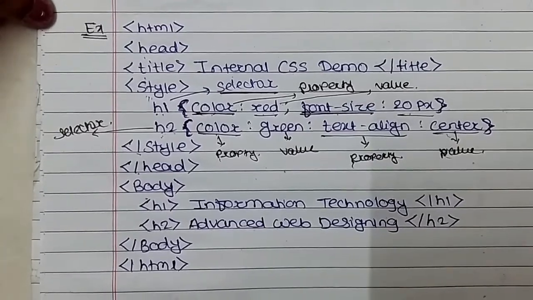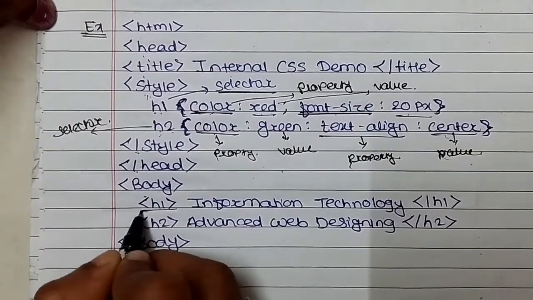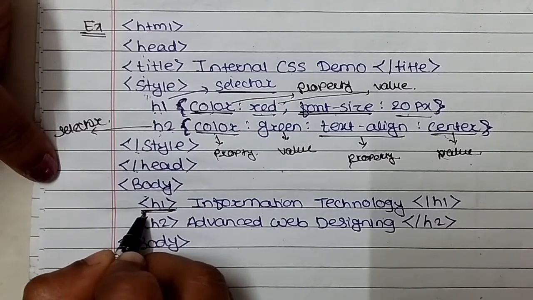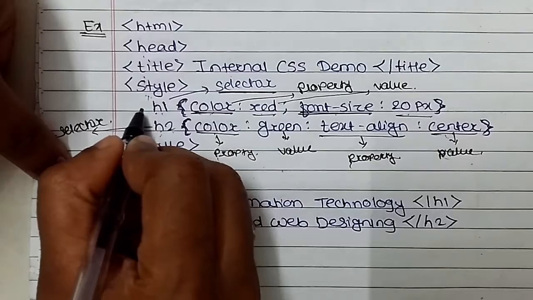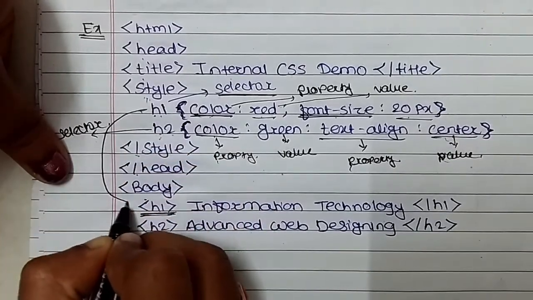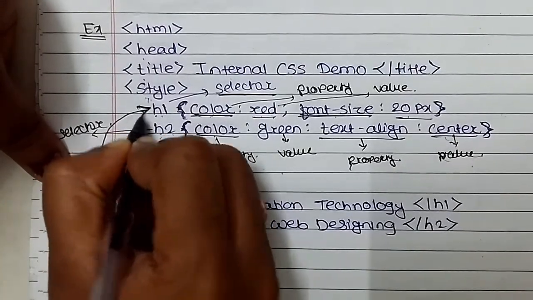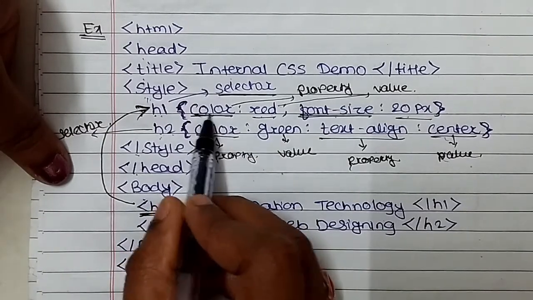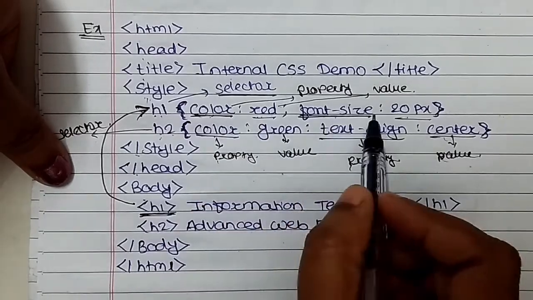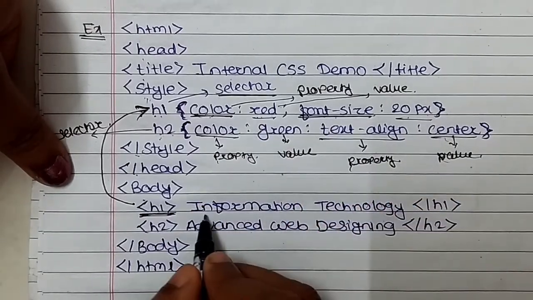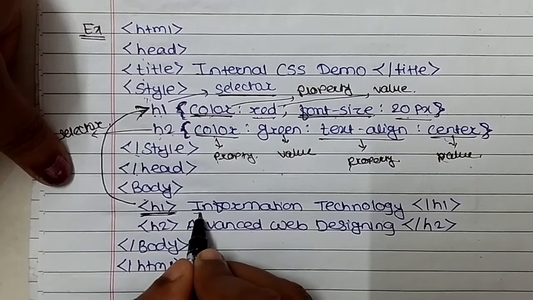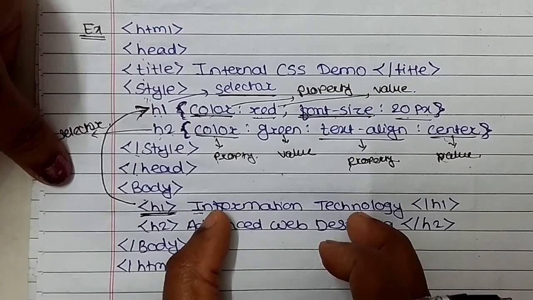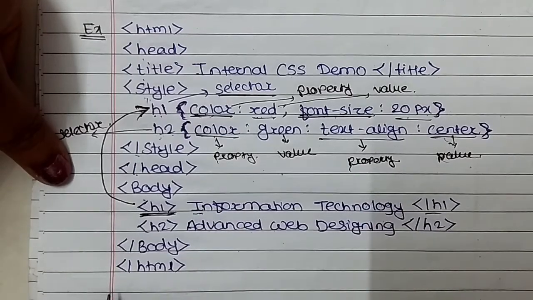In the body tag, now you have to use the selectors. For the h1 tag, what formatting is applied? That is this line. All the information written in h1 has the property color set to red and font size 20 pixels. Therefore, the text "information technology" is colored red, and the font size of that text is 20 pixels. Then close this h1.